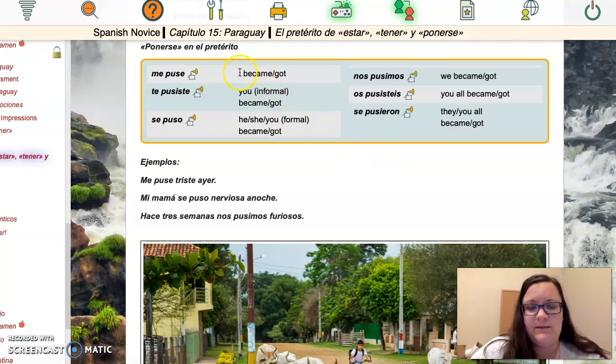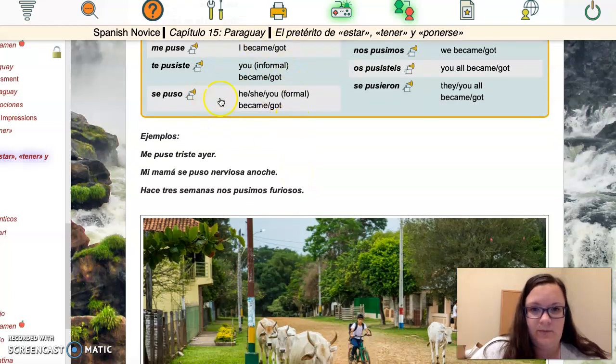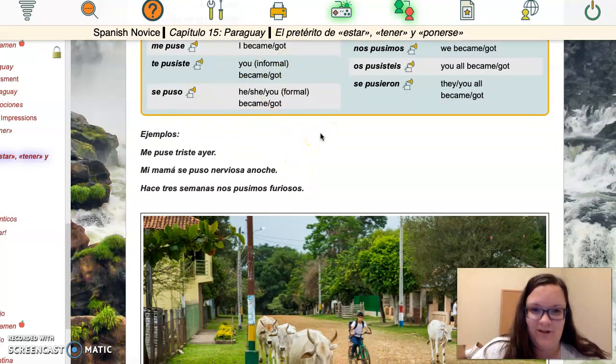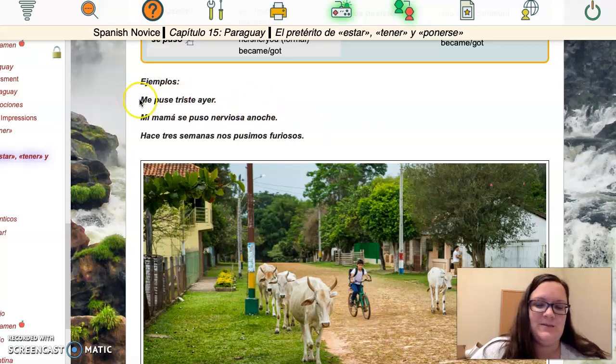All right, so these mean, in this case, poner becomes to become or to get, right? But in the past tense. So in this case, when we're looking at ponerse in the preterite, it is I became or I got, like I got sick after eating food that was bad for me or something like that. Okay, so that's what we're going to mean when we're using them this time. So their example sentences are down here.